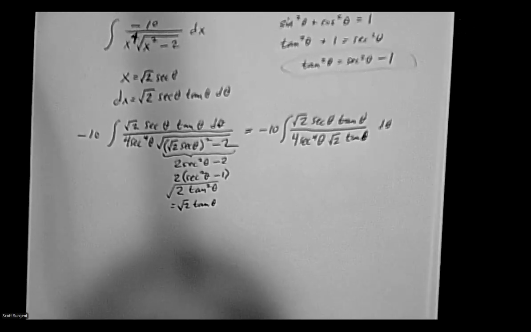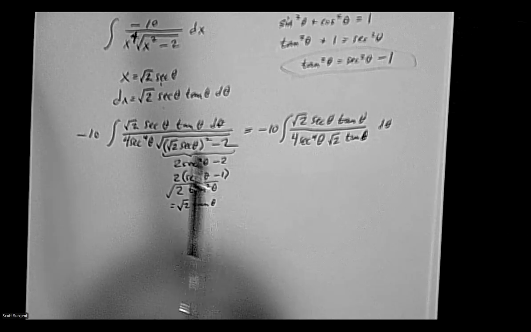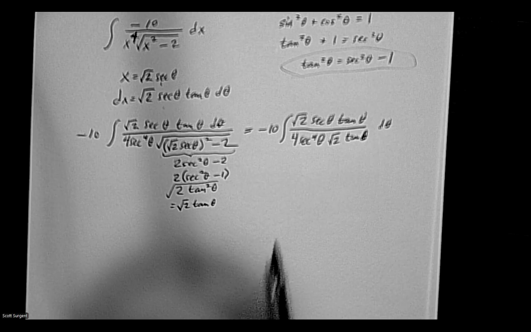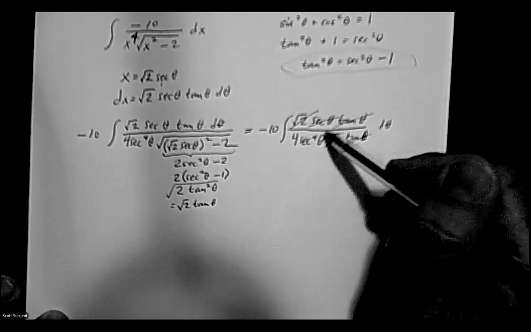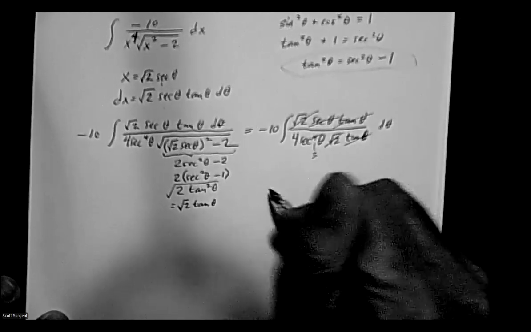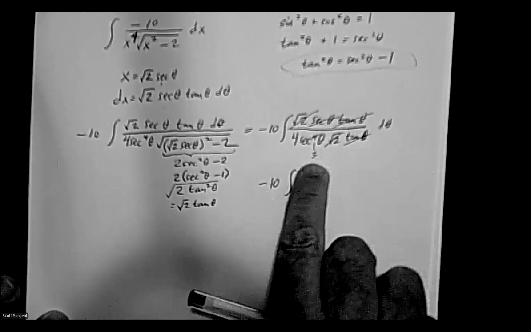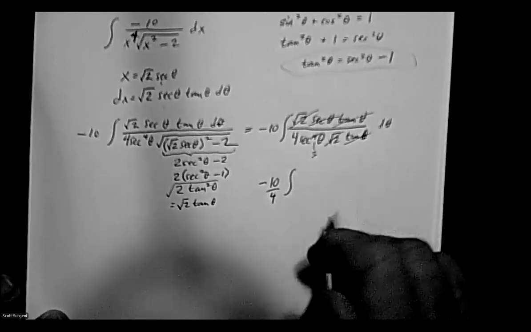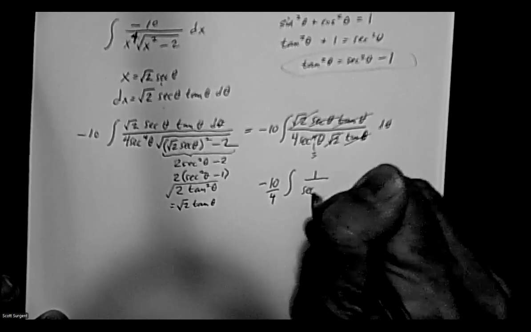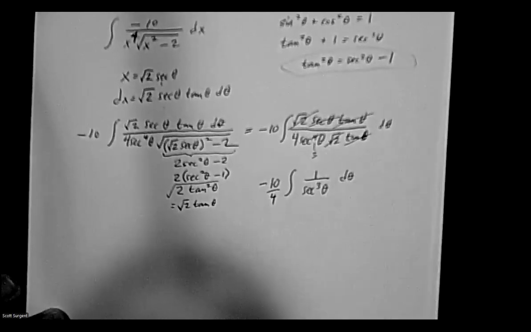All right, and again, I'll pause. Y'all see what I did there, just the substitutions and cleaning it up a little bit. Let me know if you have any questions. I think you can see this is going to clean up real nice. The root 2's cancel, the tans cancel. One of the secants takes out one of these. So you have negative 10, and actually we'll bring the 4 out. Let's just put it outside. I'm not going to worry about that at the moment. And this is actually just 1 over secant cubed theta, and then d theta.